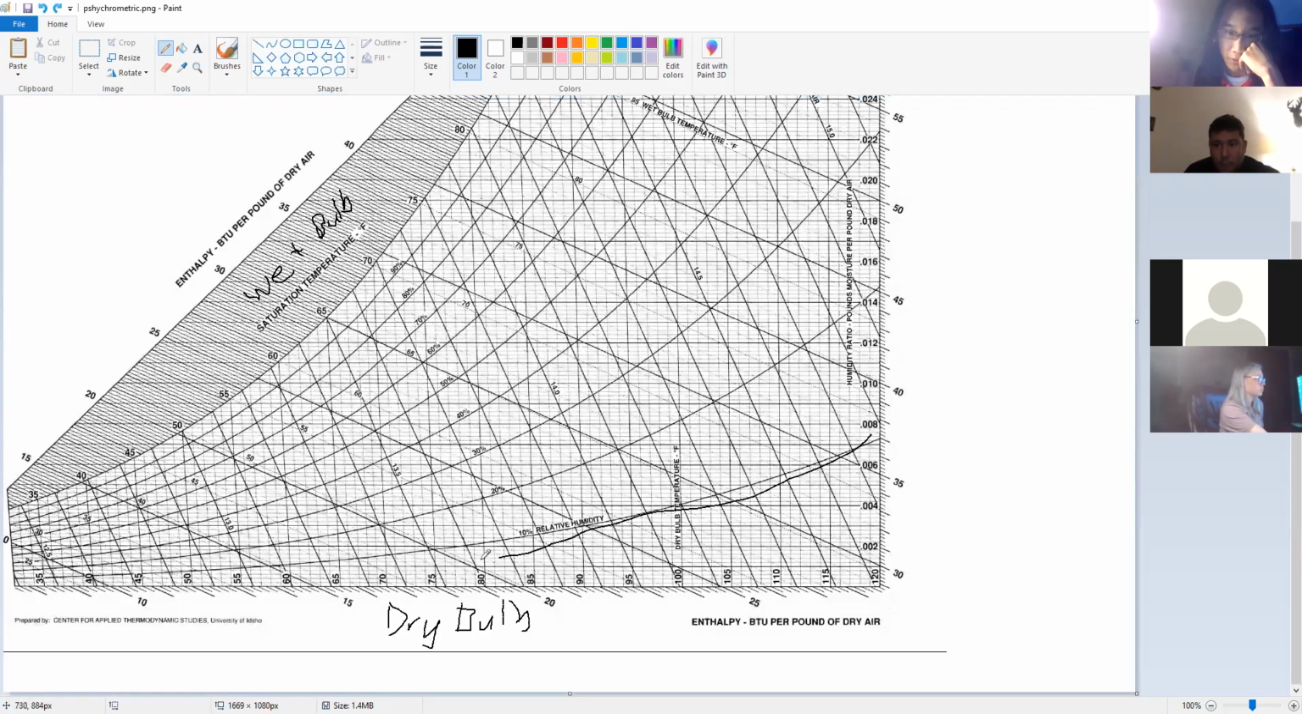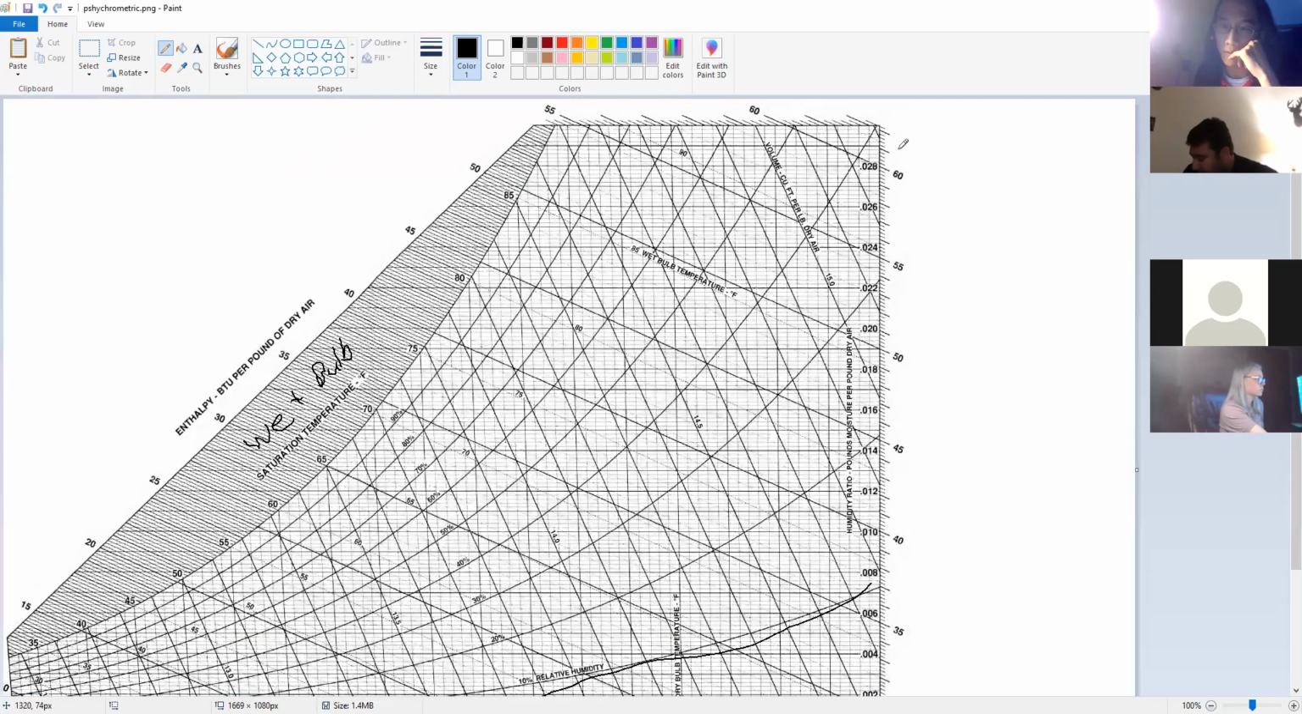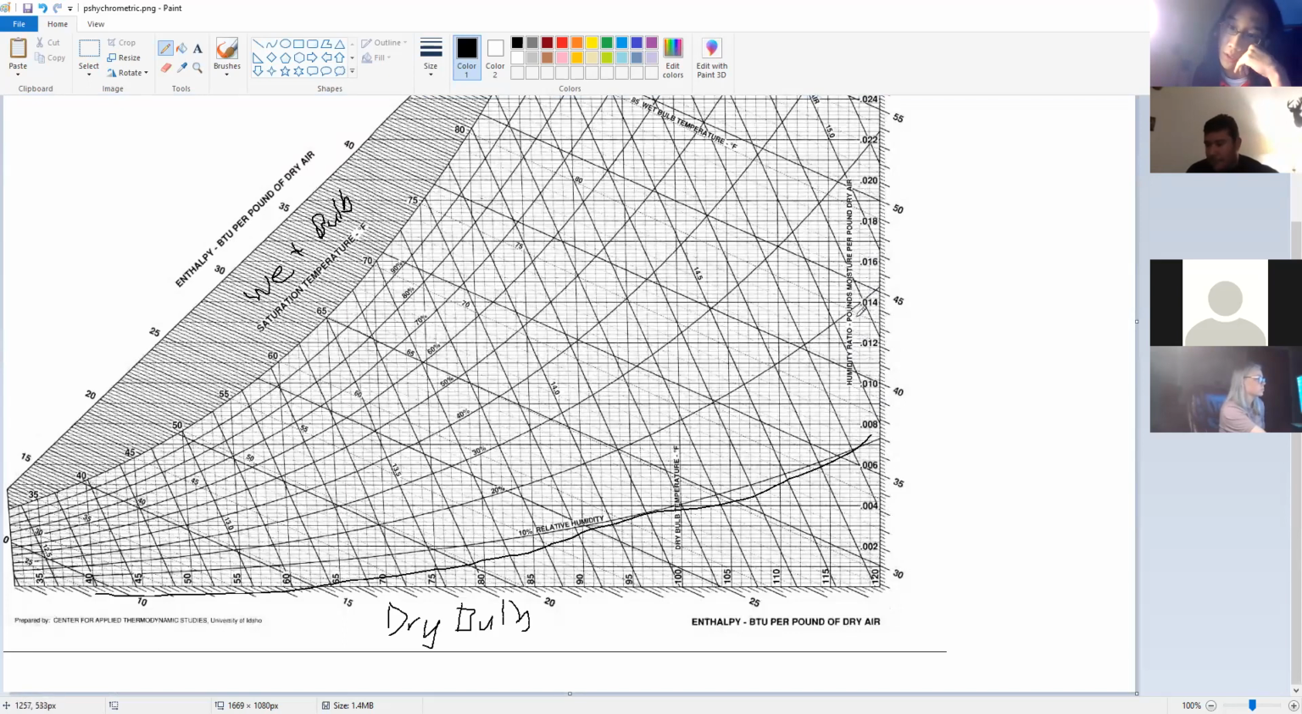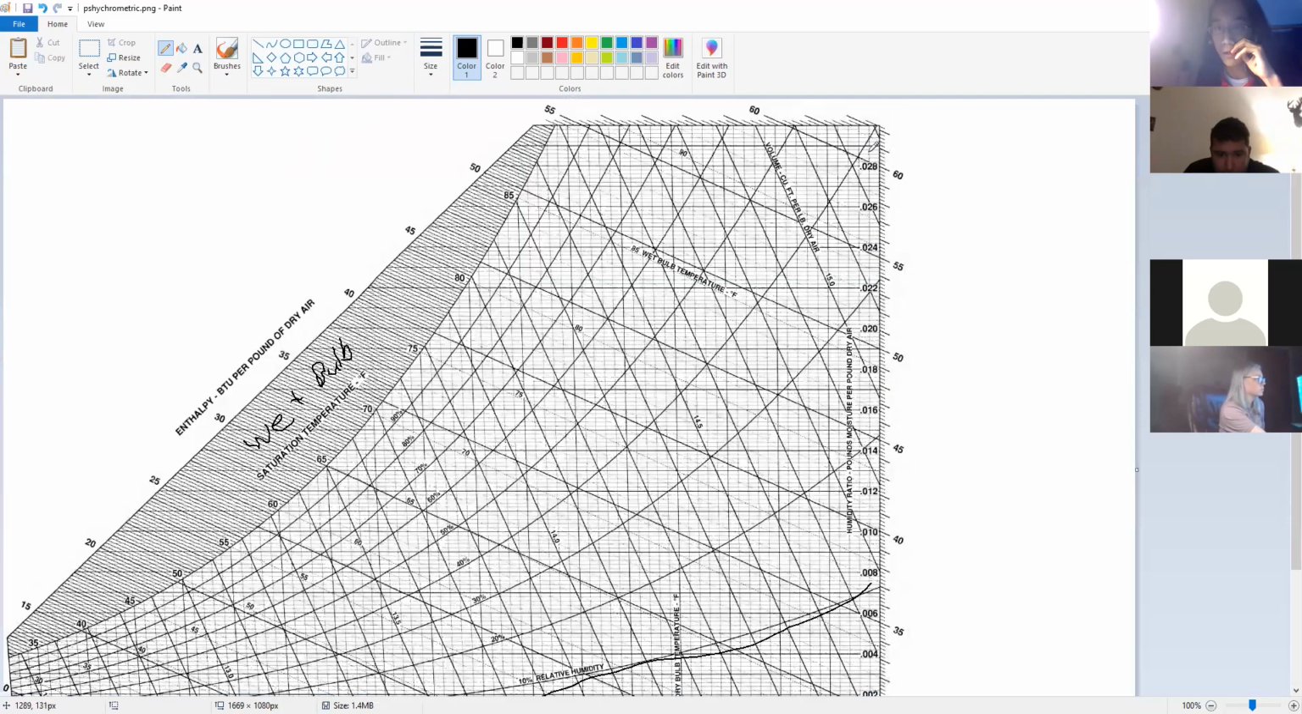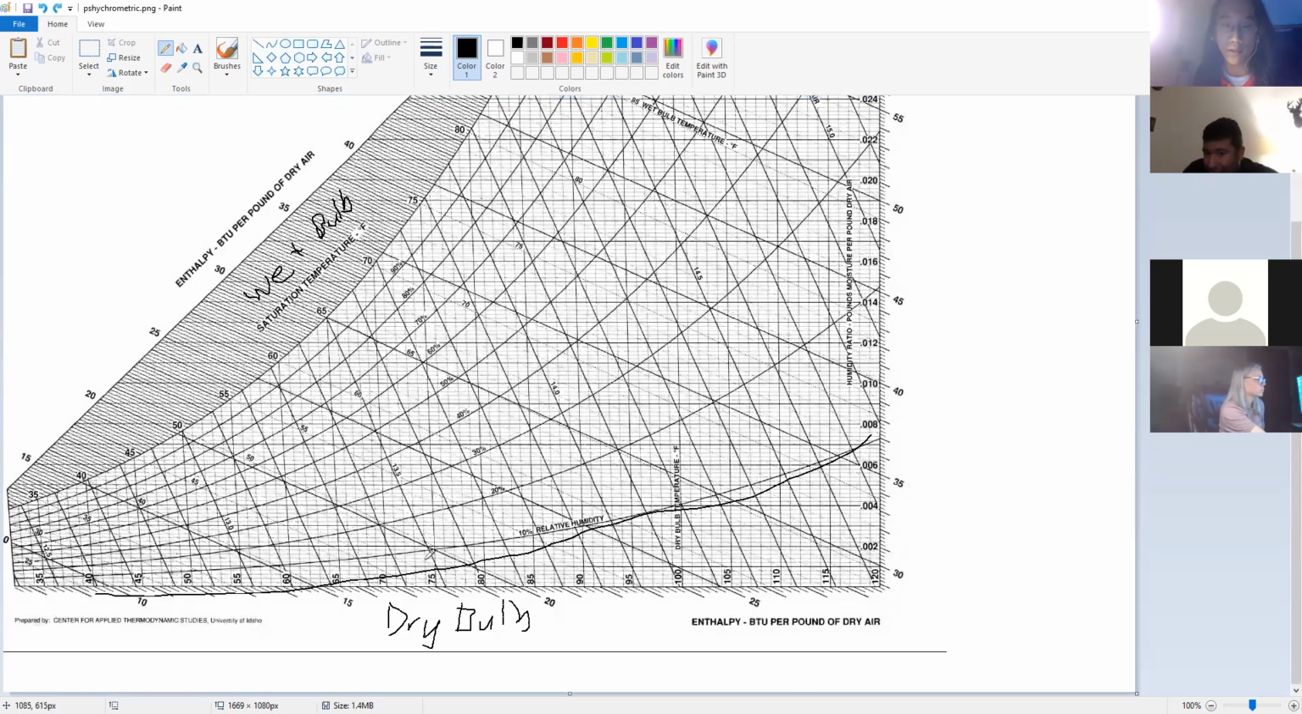You also have relative humidity. You have absolute humidity over here. You see the humidity ratio, pounds of moisture per pound of dry air. That's just relative humidity right there. Then you also have the enthalpy measurements, BTUs per pound of dry air over here. So you have these straight lines, and then you have humidity right here. A simple way to think about this is x-axis, temperature; y-axis, humidity. That's the simplest way to think about it.